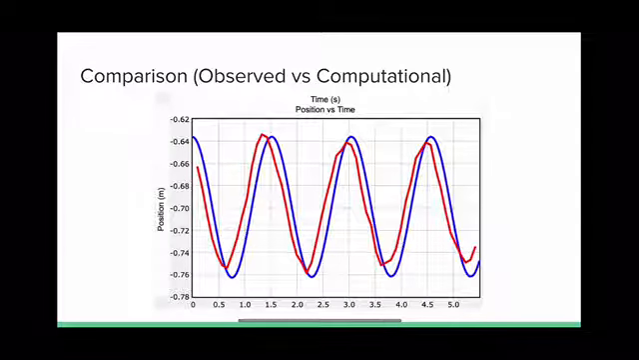Here we have the observed versus computational model. This compares the position versus the time of the ball or the object that was seen in the tracker video and the computational model done in GlowScript. Here you see that it is very close. The red is the tracker observation, and so due to human error, it is a bit off, but nearly close to the computational model done with the code.